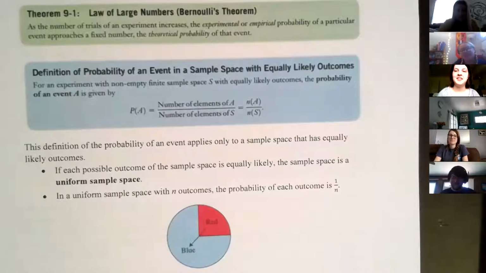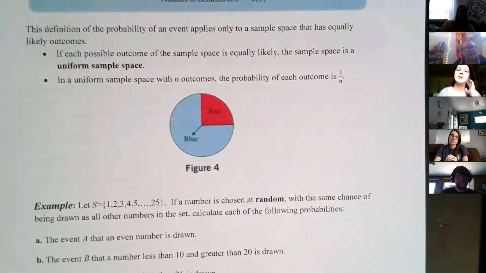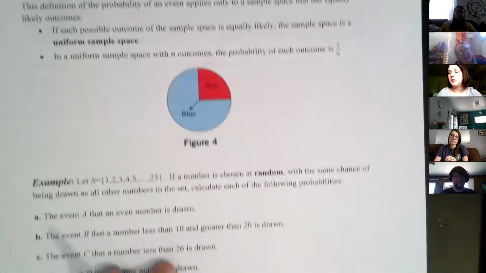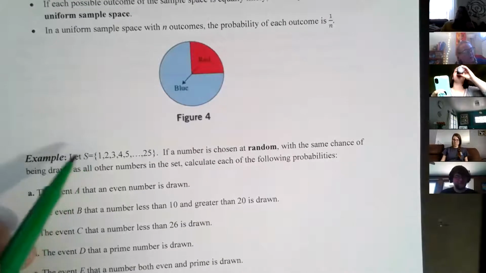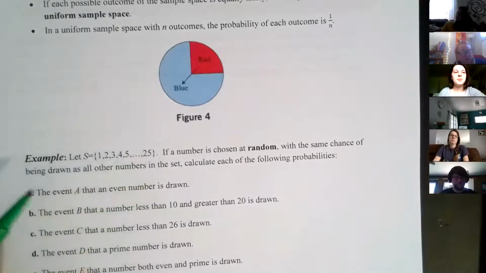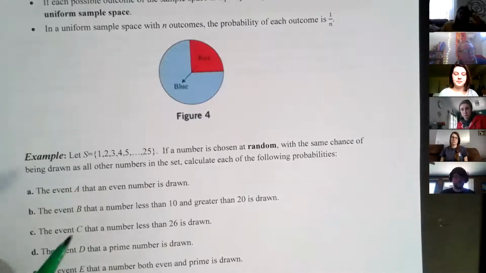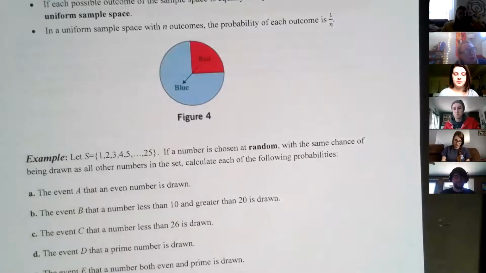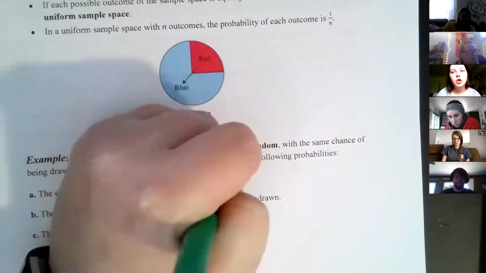All right, so let's get back to some math. When we left off yesterday, we talked about uniform sample space. Now, if we look at this example, we have the numbers 1 through 25, and so they have a uniform sample space. So 1 shows up once, 2 shows up once, 3 shows up once, and so on. I want to know the probability of event A, that an even number is drawn. So I want to know what P of A is.